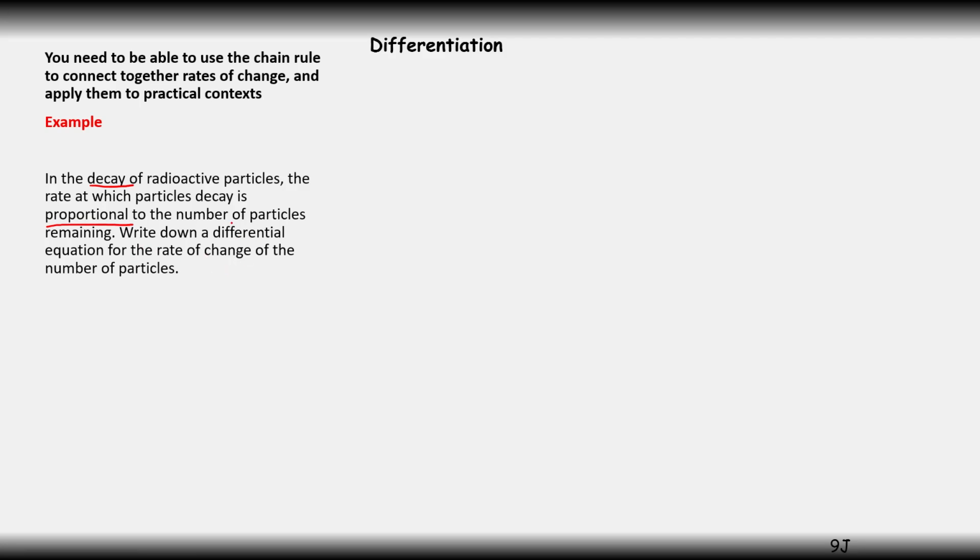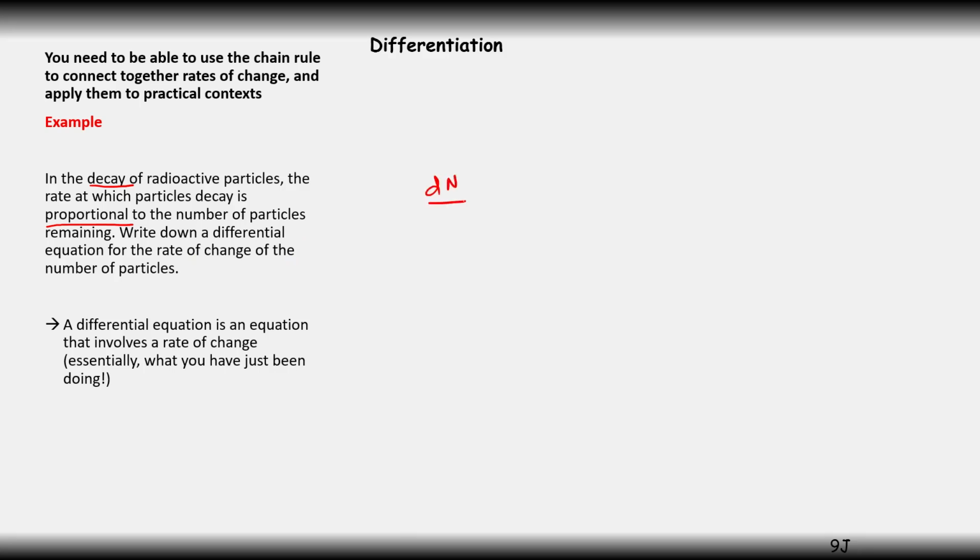Well, a differential equation is what we've been doing, any equation that involves a rate of change. So in this one it says, write down the rate of change of the number of particles. If we call n the number of particles, then dn with respect to t is proportional to the number of particles remaining. So it's proportional to n. If you remember from GCSE, that means we can write dn by dt is equal to k times n, where k is the constant of proportionality.